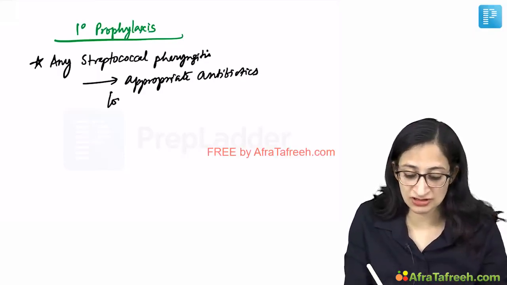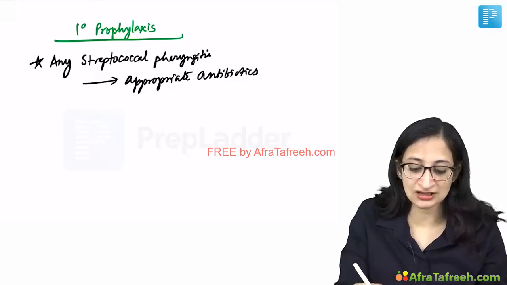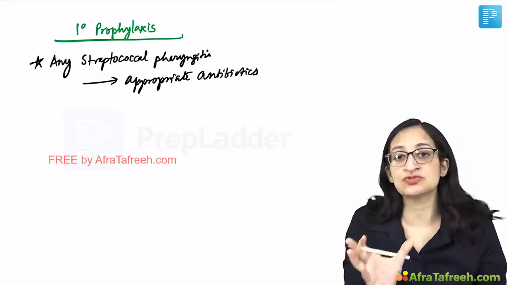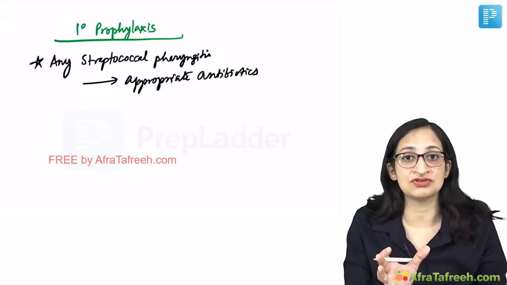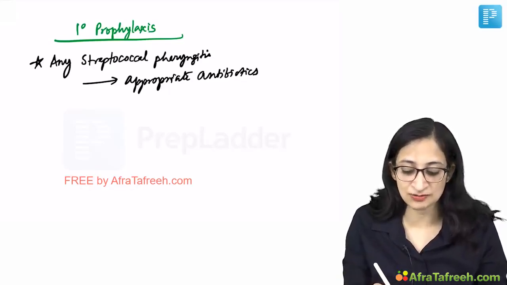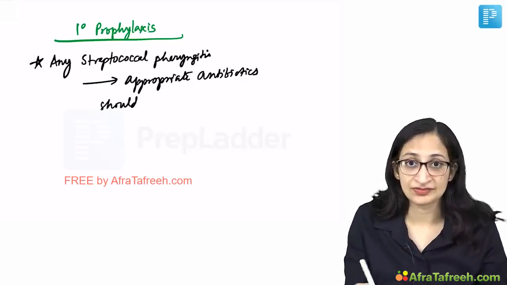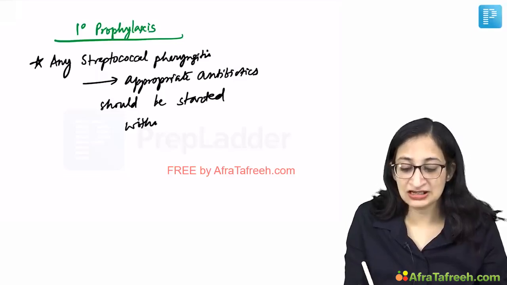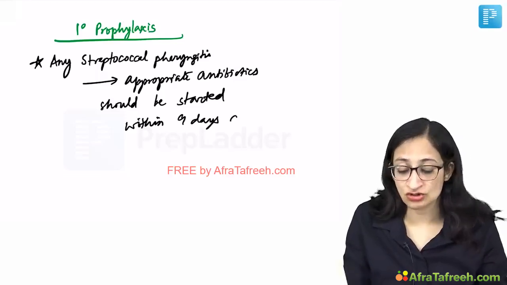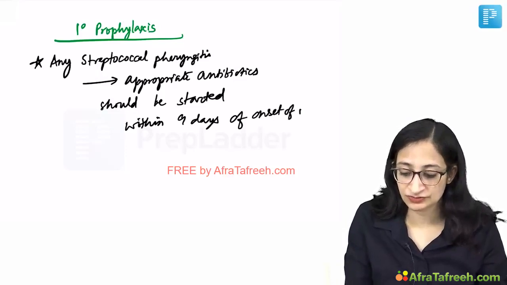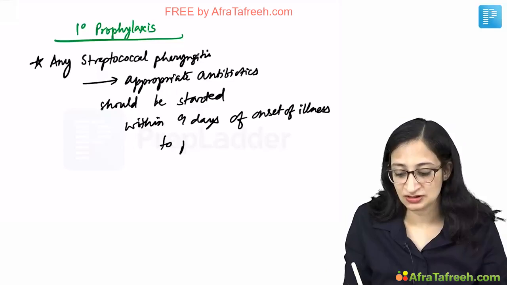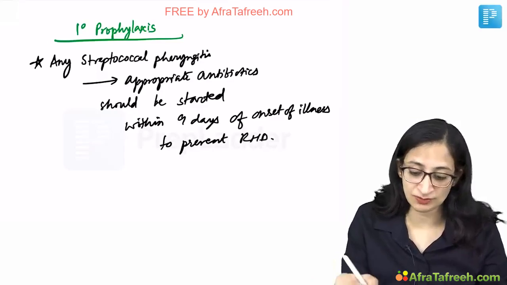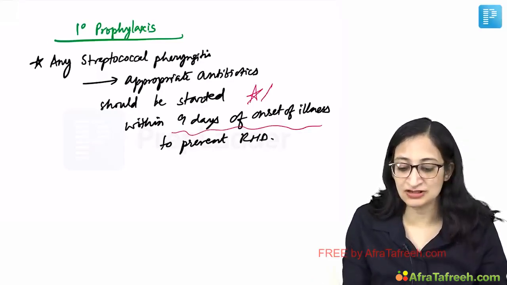Okay. So, this has also come as a question once. By when should the antibiotics, if started, be effective to prevent rheumatic fever? Adequate treatment of streptococcal pharyngitis can prevent acute rheumatic fever. Any streptococcal pharyngitis, appropriate antibiotics should be started within 9 days of onset of illness to prevent acute rheumatic fever or rheumatic heart disease. Okay. So, that is very important. Appropriate antibiotics there should be timely initiation.